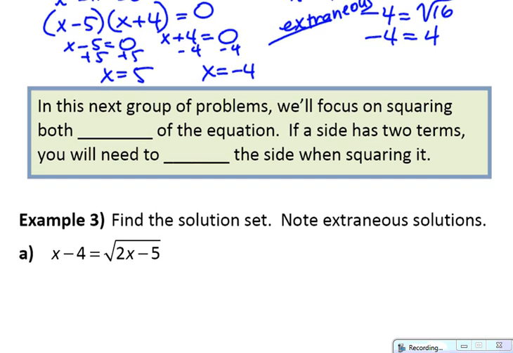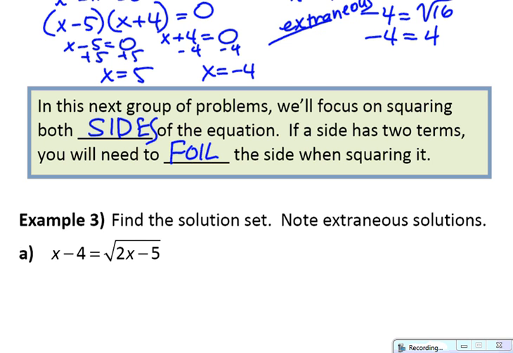So next, the next group of problems will focus on squaring both, and I'm going to emphasize this, kind of capital here, sides of the equation. If a side has 2 terms, you will need to FOIL the side when squaring it. So either FOIL, double distribute, use your square, whatever you want to do.